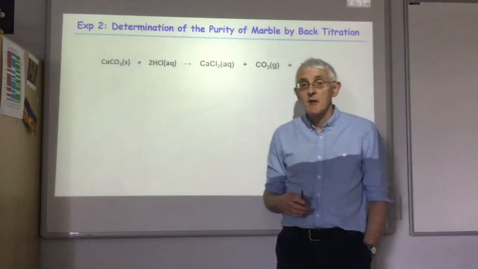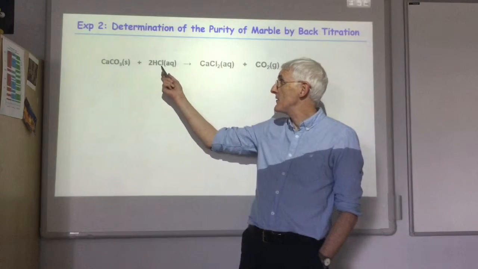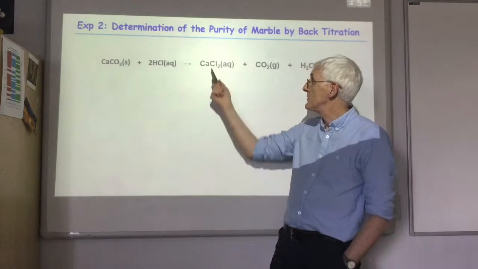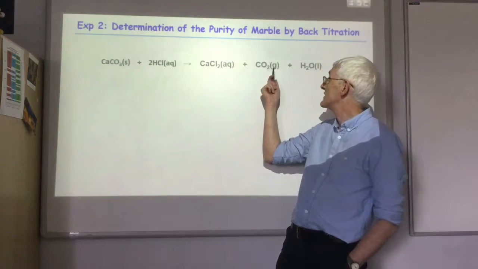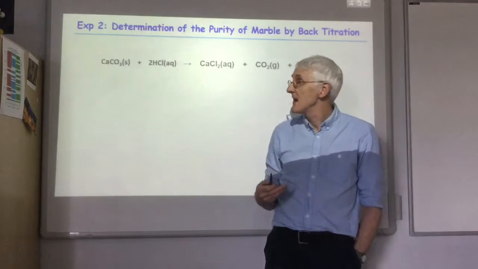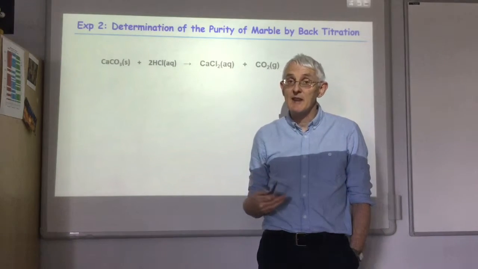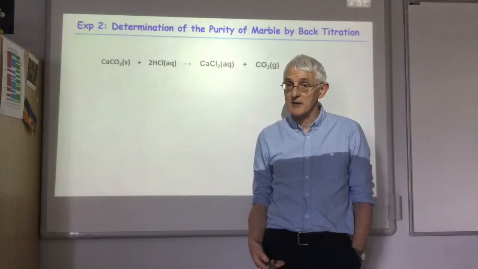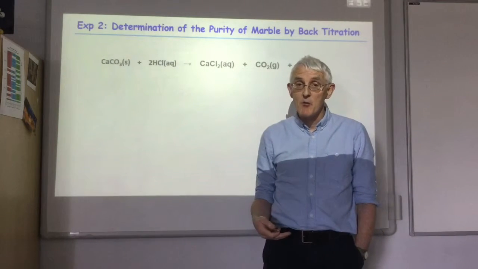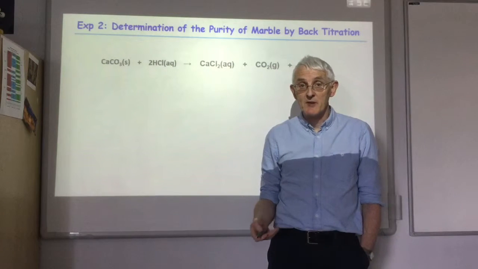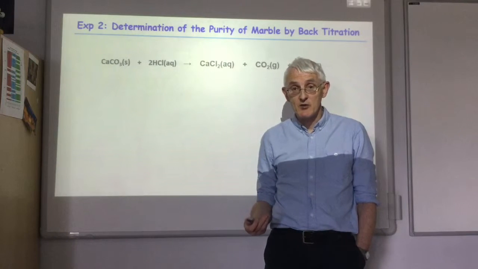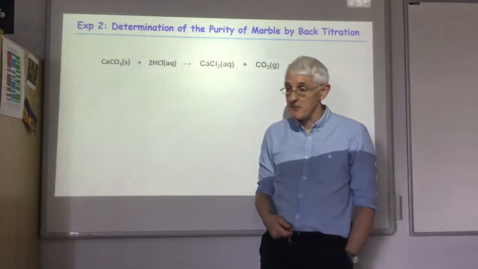So in this experiment, we're going to initially add a known amount of hydrochloric acid to our sample of calcium carbonate. It will react and produce calcium chloride solution, carbon dioxide gas and water. Now the hydrochloric acid will be in excess, so there will be some hydrochloric acid remaining at the end of the experiment after we've used up all the calcium carbonate. In order to determine how much hydrochloric acid is left, we'll carry out a simple titration with a sodium hydroxide solution of known concentration. In fact, we'll use the sodium hydroxide solution which was standardised previously in experiment 1.